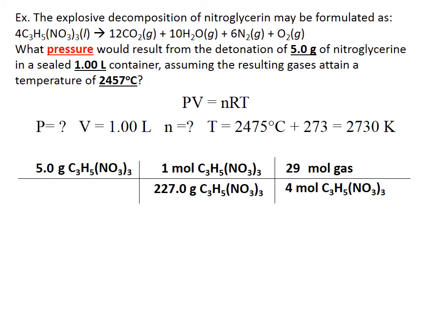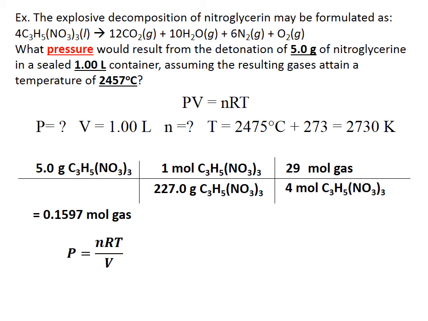So we multiply the 5.0 by 29, divide that by 227, and then again divide by 4. So that gives us 0.1597 moles of gas. So now we have the moles of gas, we can go ahead and solve for the pressure.